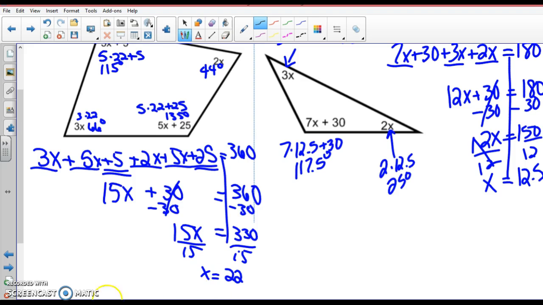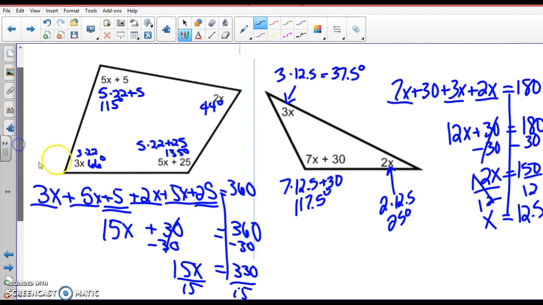Now, once I know that x is 22, I'm going to go back in here and plug it into each one of these expressions to find out how big each angle is. So this will be 2 times 22 is 44. This will be 5 times 22 plus 25 is 135 degrees. 3 times 22 is 66. 5 times 22 plus 5 is 115. And if I add 44, 115, 66, and 135 together, I will get 360.